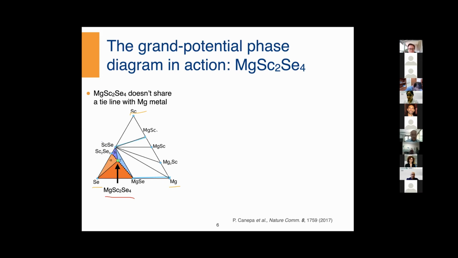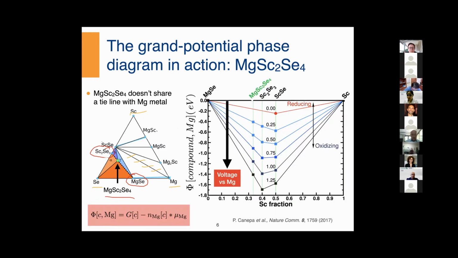But you can clearly see that this compound is a line between two compounds here, magnesium selenide, a binary, and scandium selenide. And another thing to note is that this compound never shares a tie line with magnesium. So already, by looking at this phase diagram, we could clearly see that it's not stable against magnesium metal. But let me put into action the grand potential phase diagram that I showed you just before, which is remapping the free energy at the variable magnesium chemical potential.